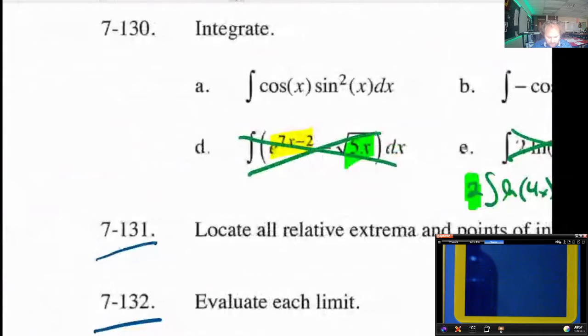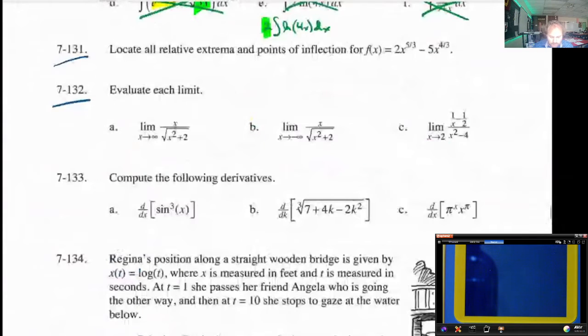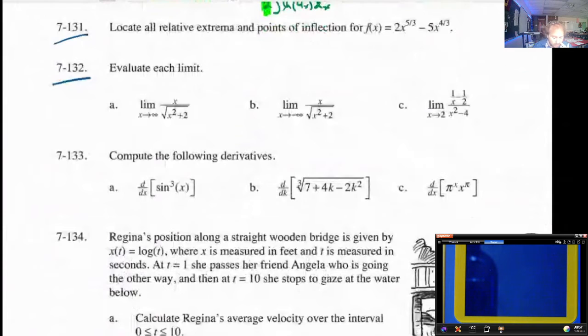So let's talk about 7.131, which is going to be kind of a lengthy problem because we're going to locate all of the relative extrema and points of inflection for a function f of x equals 2x to the 5/3 minus 5x to the 4/3. This one's going to take a little bit of time because we have to remember how to do it, but it's very much a review problem, and very much a thing you want to keep in the forefront because it's the heart of calculus: finding the extreme points and the points of inflection using derivatives and second derivatives. So let's get to work over here.